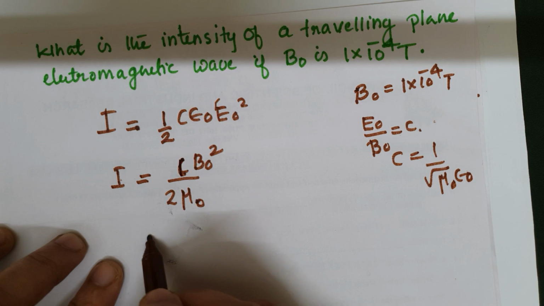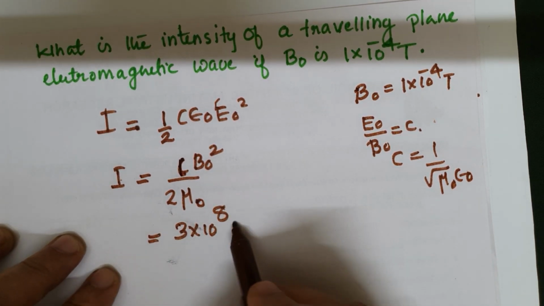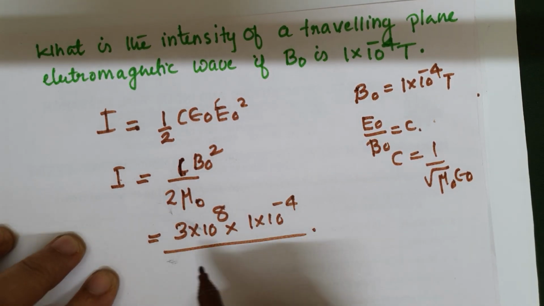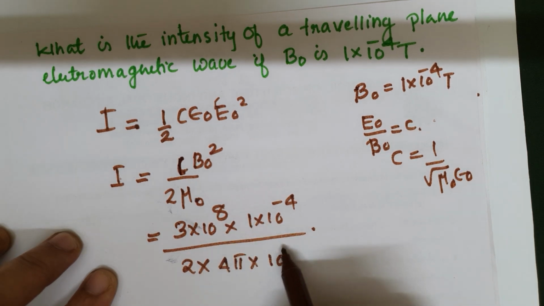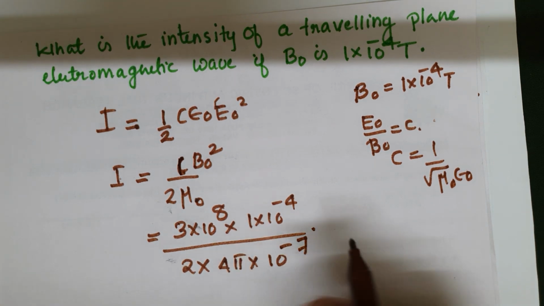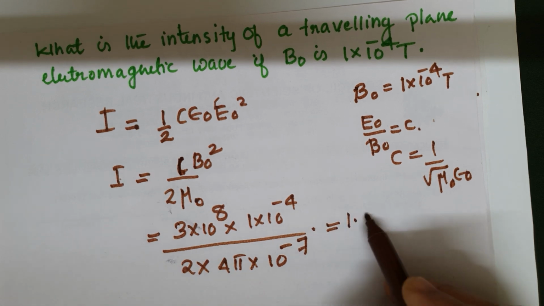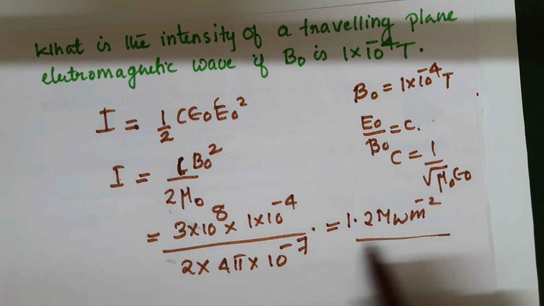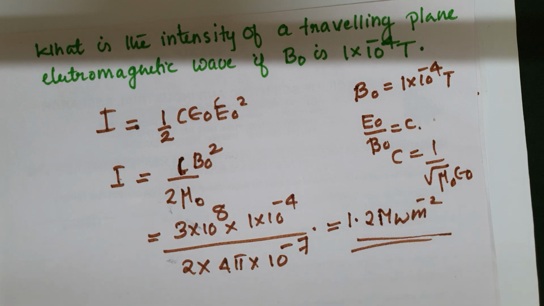Substituting the values, c is equal to 3 into 10 raised to 8, B0 is 1 into 10 raised to minus 4, divided by 2 into mu 0, which is 4 pi into 10 raised to minus 7. Then the final value of the intensity is about 1.2 megawatt per meter square, that is 1.2 into 10 raised to 6 watt per meter square.